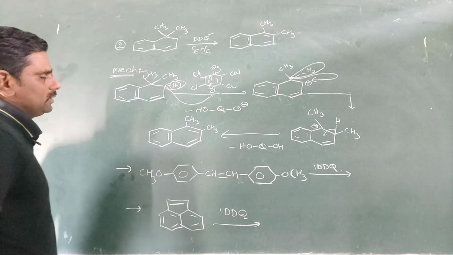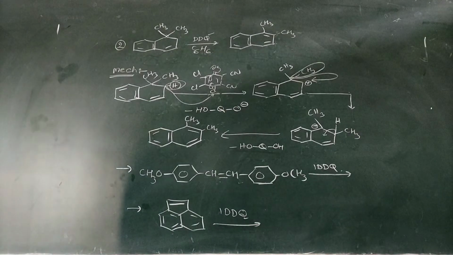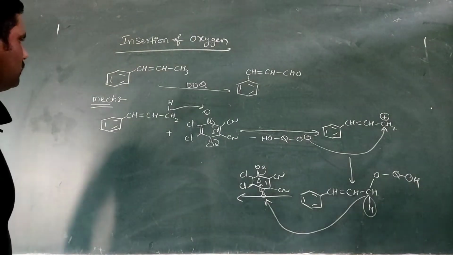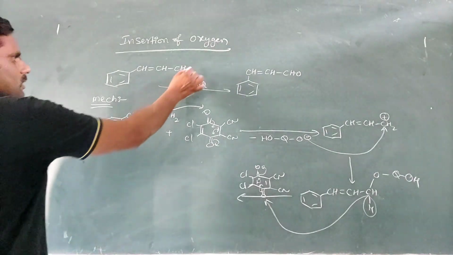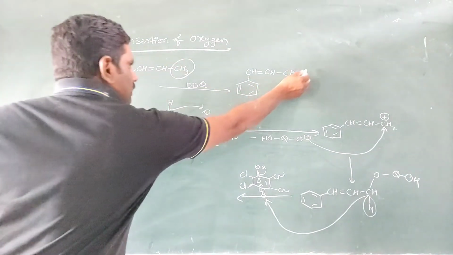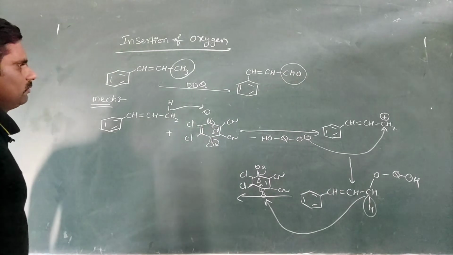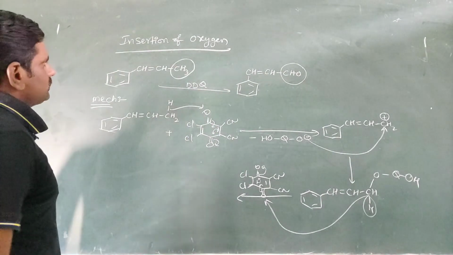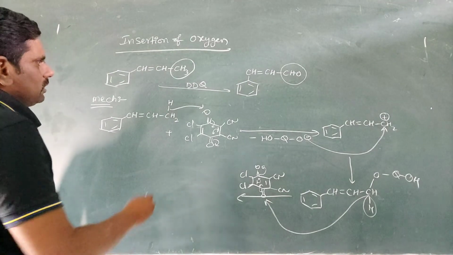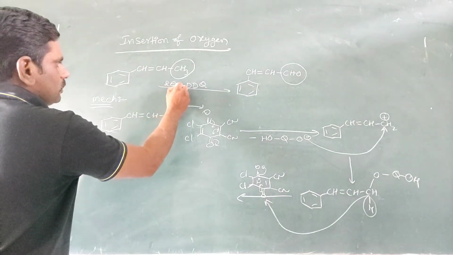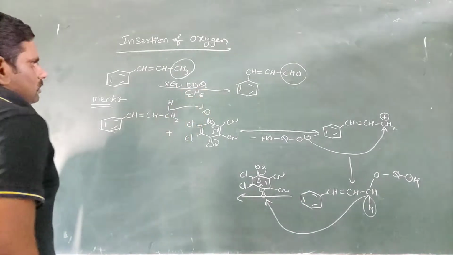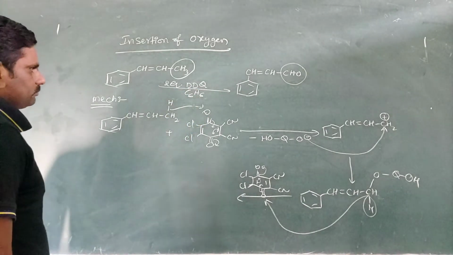Okay, now the next application: insertion of oxygen. See, in this compound, CH3 is there. CH3 becomes CHO. Formylation takes place here. So for this insertion of oxygen, two equivalents of DDQ are required in benzene solvent. We will see the mechanism.